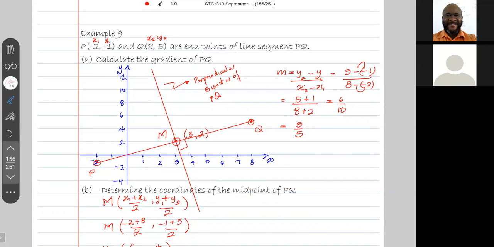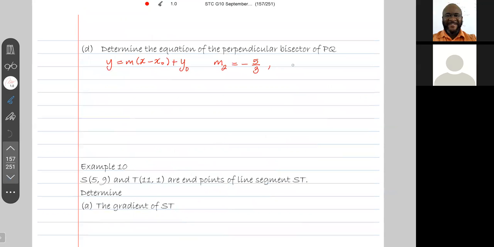Janelle, Anaya, which point, P, Q, or M, is on the perpendicular bisector of PQ? M. Very good. So the point I need is the point M, which is the point 3, 2.